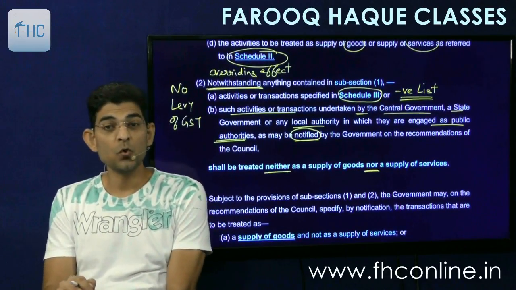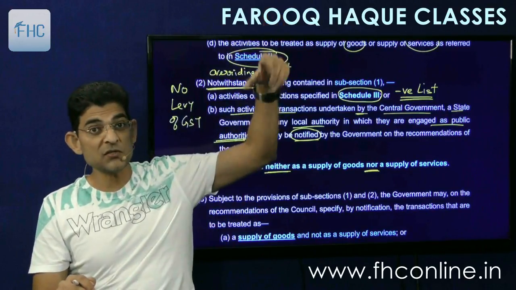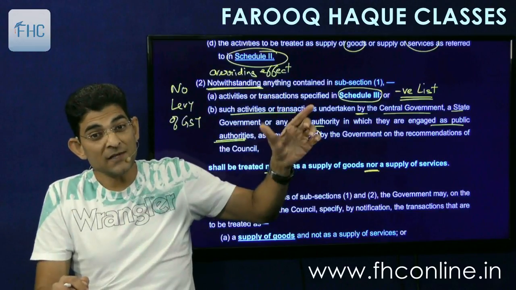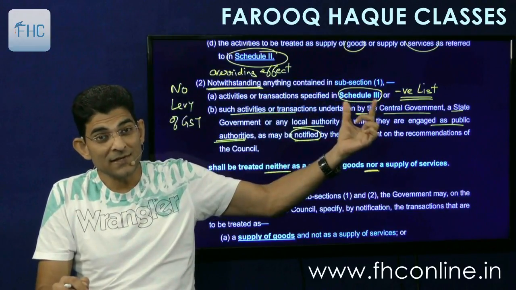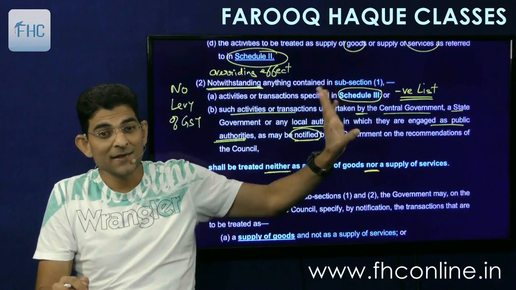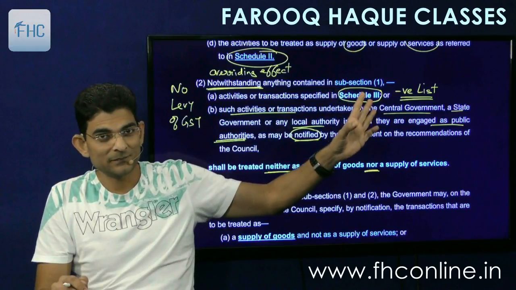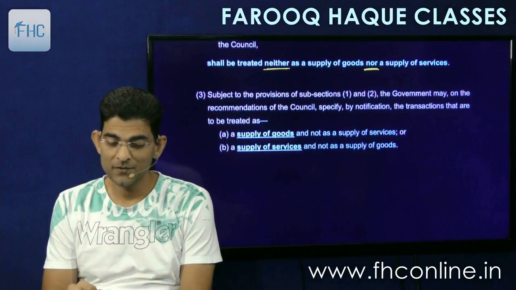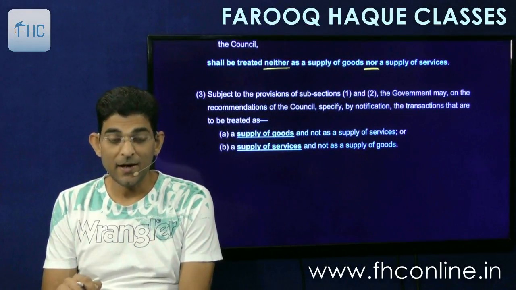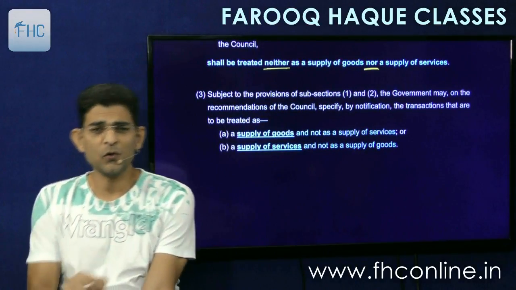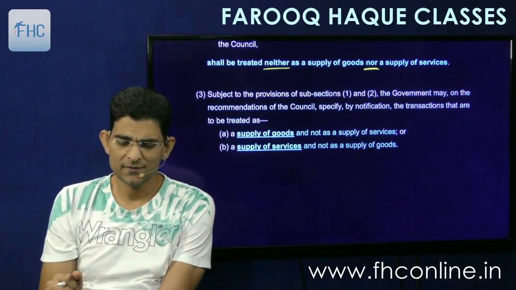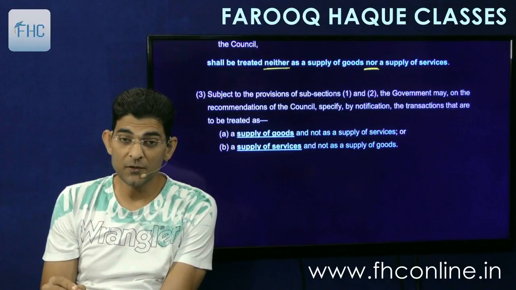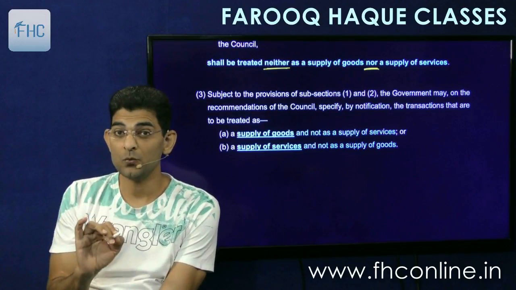Okay, so subsection 2 overrides subsection 1. Subsection 1 says that sale is a transaction chargeable to tax, but subsection 2 says if sale is of this nature which is given in schedule 3, then there will be no levy. Okay, simple. All these points we are going to study in detail one by one. Then subsection 3 says subject to provisions of 1 and 2.